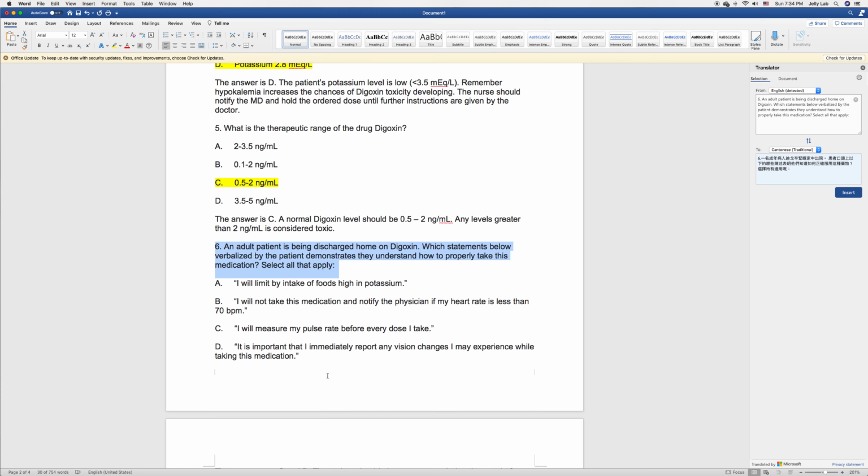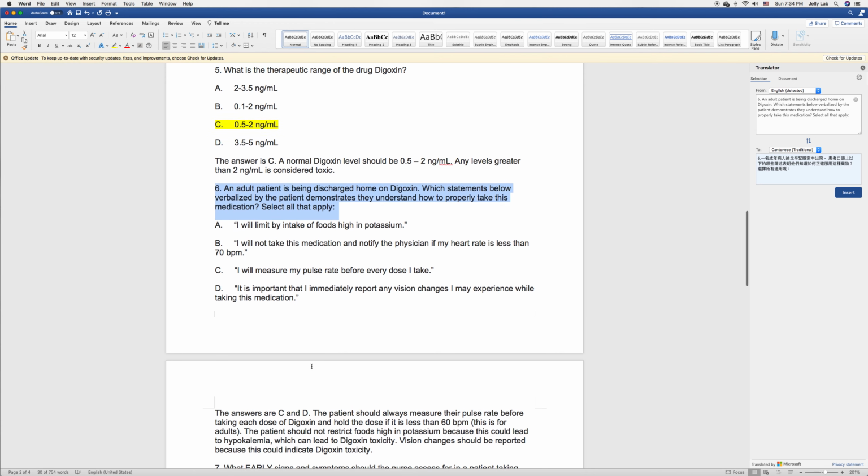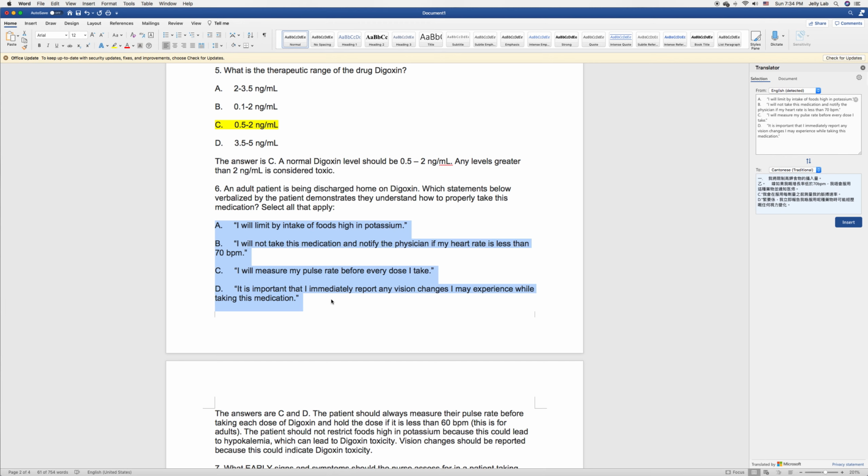6. An adult patient is being discharged home on digoxin. Which statements below verbalized by the patient demonstrate they understand how to properly take this medication? Select all that apply. A. I will limit my intake of foods high in potassium. B. I will not take this medication and notify the physician if my heart rate is less than 70 bpm. C. I will measure my pulse rate before every dose I take. D. It is important that I immediately report any vision changes I may experience while taking this medication.